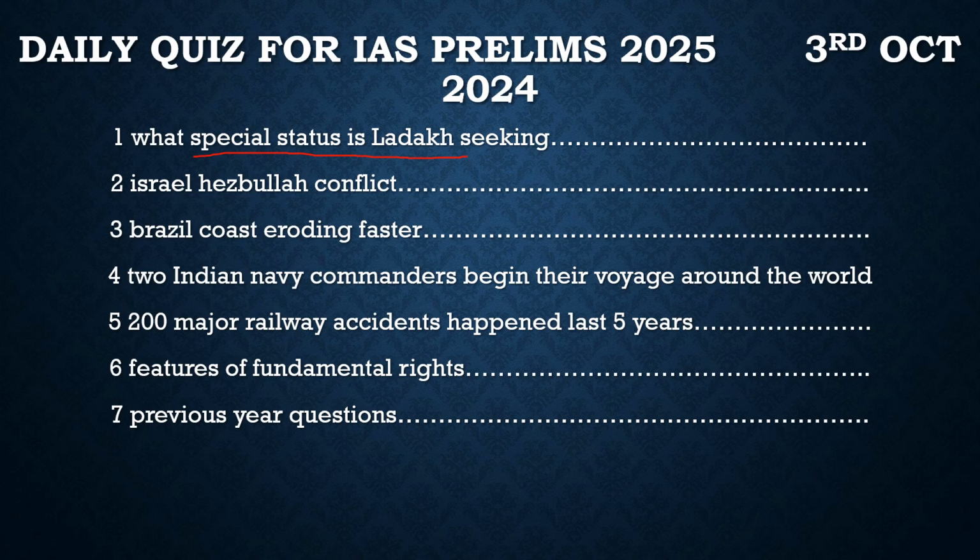So we should know that. Then another article which was in the news is about the Indian Navy commanders beginning their voyage around the world. These are two women Indian Navy lieutenant commanders. They begin their voyage around the world, and the vehicle which they are using for that is INSV Tarani. So this is a little update on it.